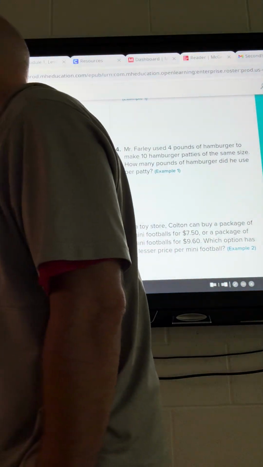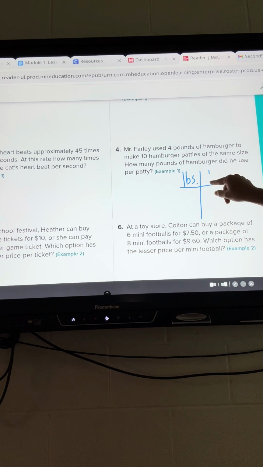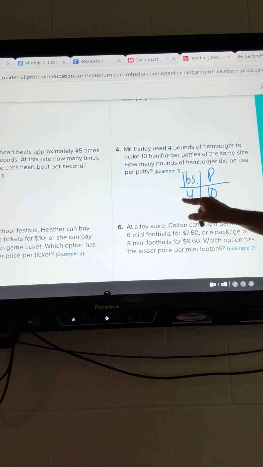So let's use pounds. We'll do LBS for pounds and P for patties. 4 pounds of hamburger makes 10 patties. How many pounds of hamburger did he use per patty?